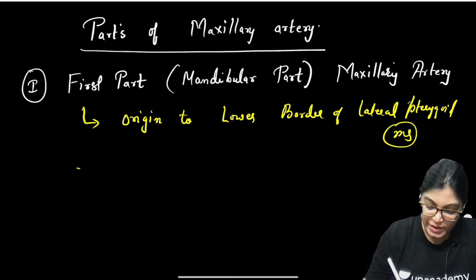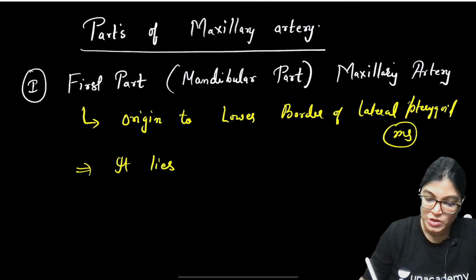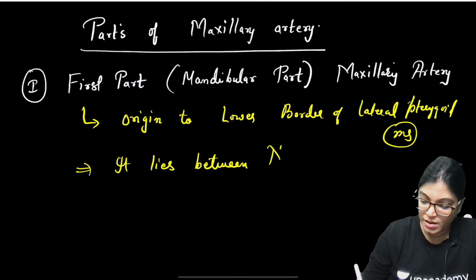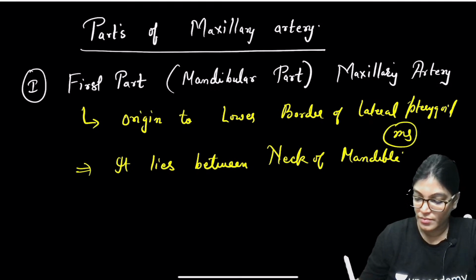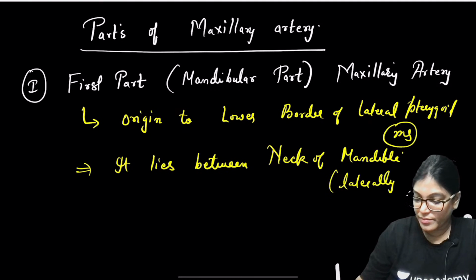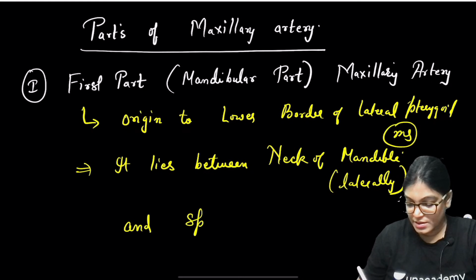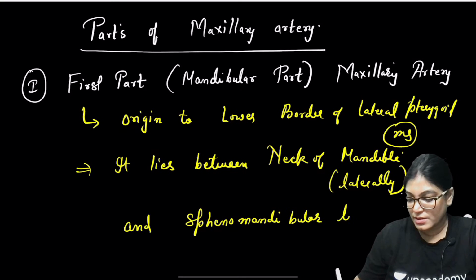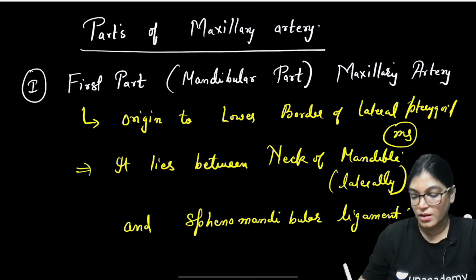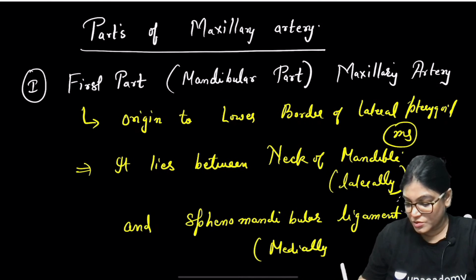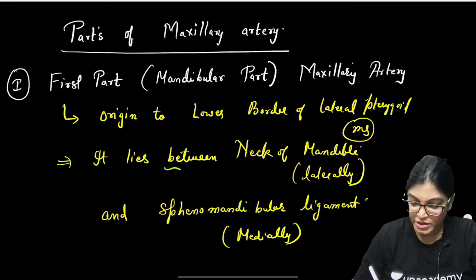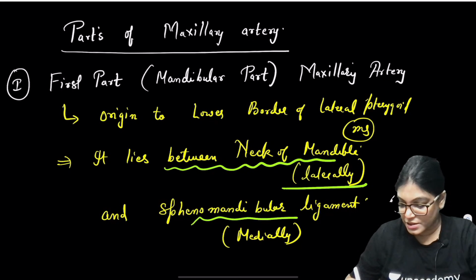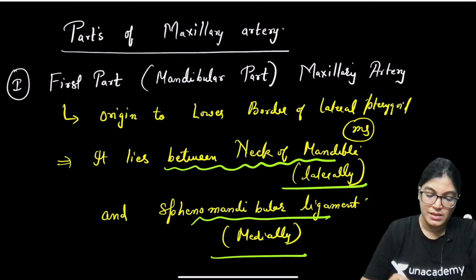The exact location is that it lies between the neck of mandible laterally and sphenomandibular ligament medially. So this is the whole explanation of the first part. Here we can see the exact location is between the neck of the mandible, which lies laterally, and the sphenomandibular ligament, which lies medially. This is all about the first part.